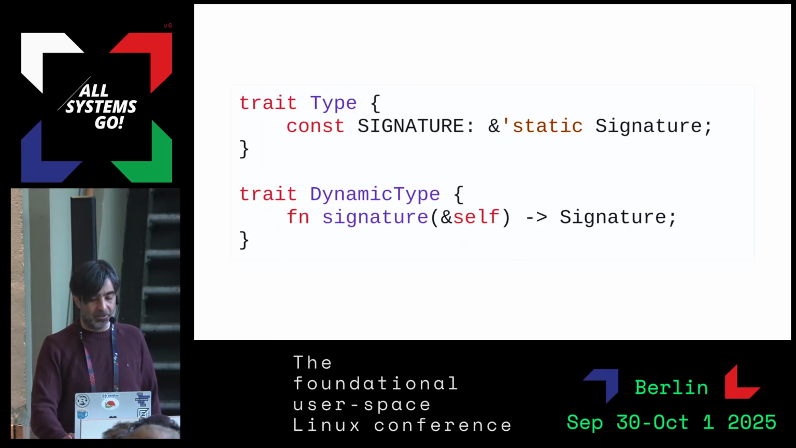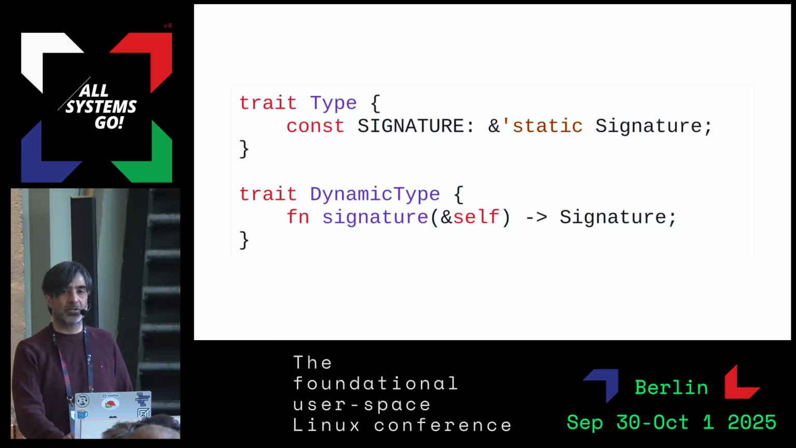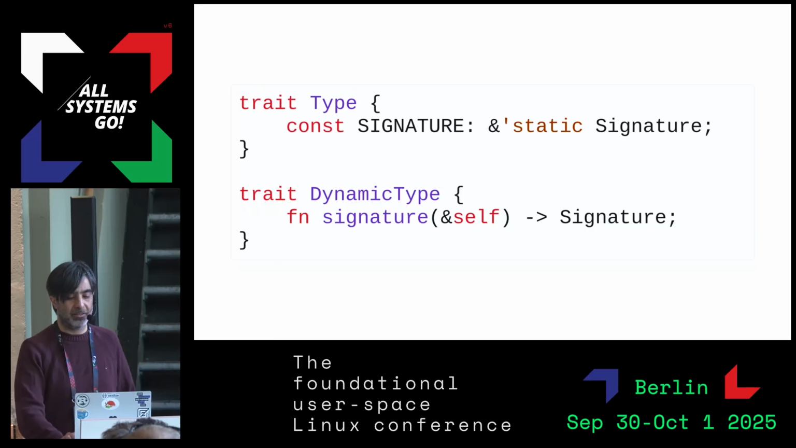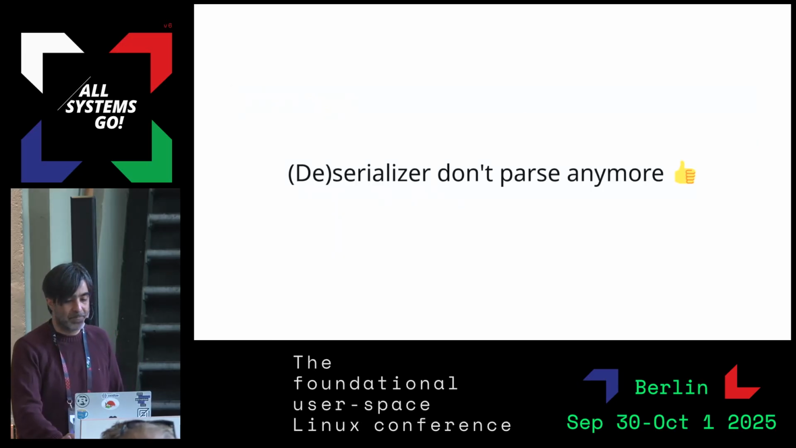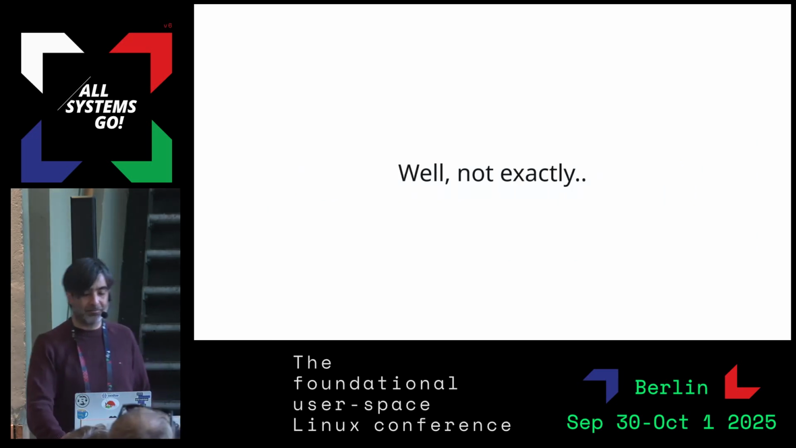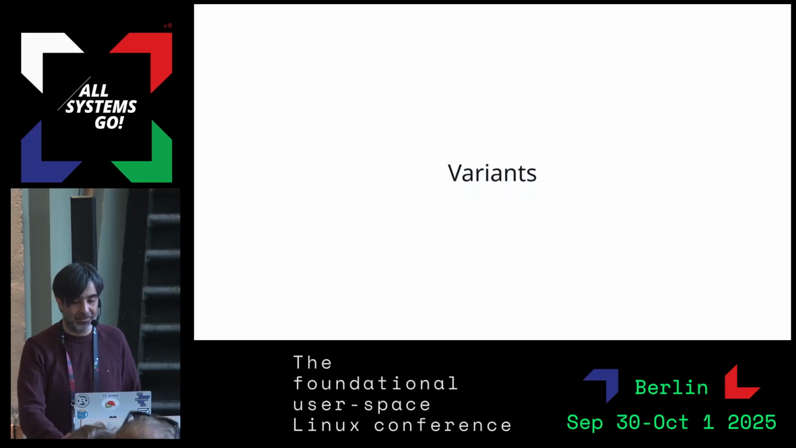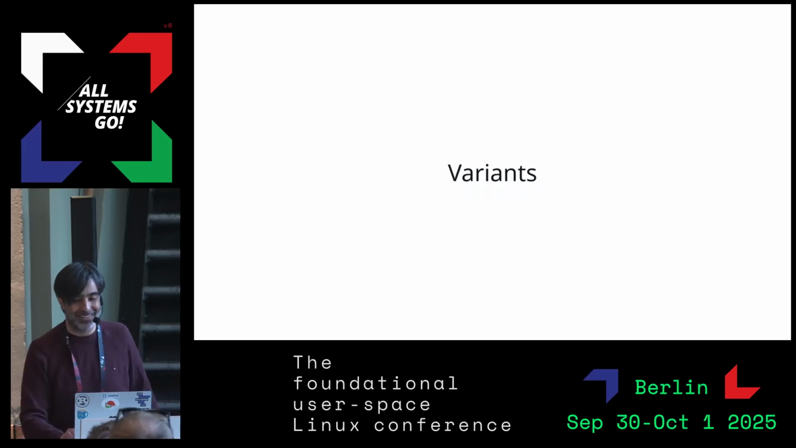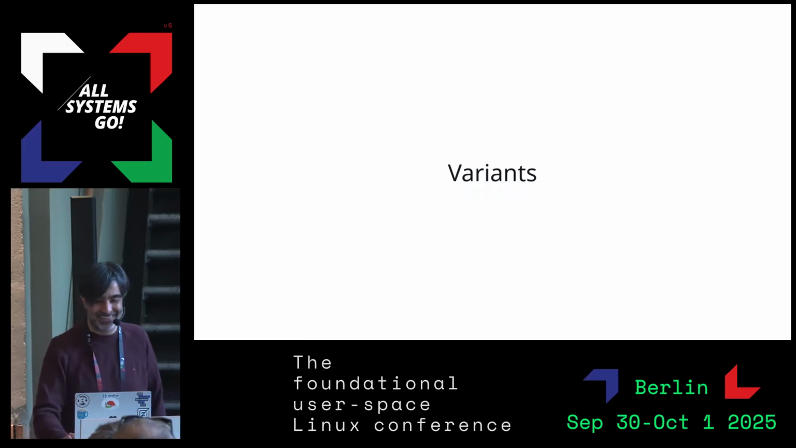And then the trait also now provides you, instead of a method, a const, and at const time you can tell your type what type it is, and we don't need to parse it as part of serialize or deserialize anymore. So the deserializer doesn't parse anymore? Well, mostly yes, but not 100%. So we have variants, which is a dynamic type in D-Bus. I'm hoping that you know what that is because I'm going out of time, it seems.